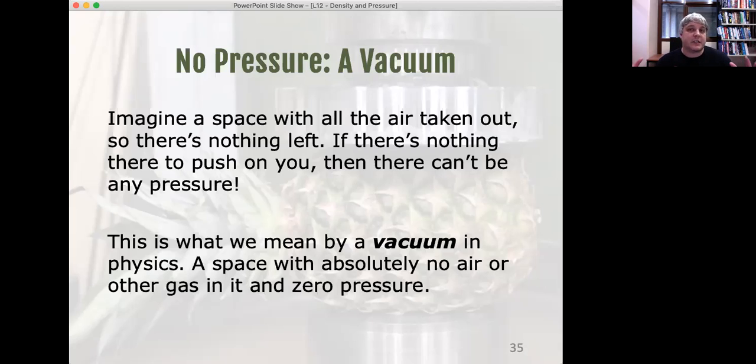The atmospheric pressure comes from the air pressing on us. That's what it comes from. If you take the air out, there's nothing to do the pressing, there's no atmospheric pressure. If you go out in space, same thing. There's no air, there's nothing to do the pressing, so there's no pressure at all. So that's what a vacuum is in physics. A vacuum is just the lack of any kind of air pressure.